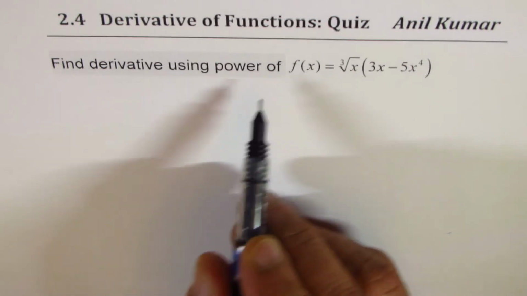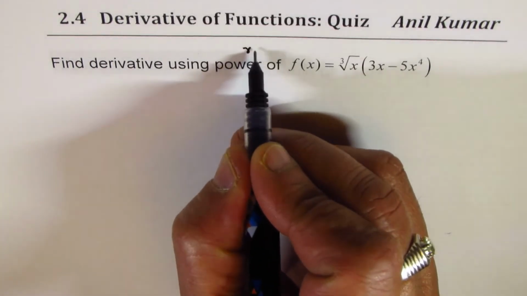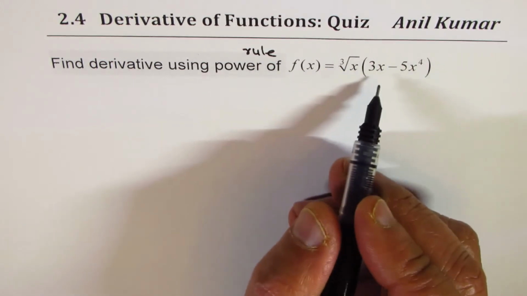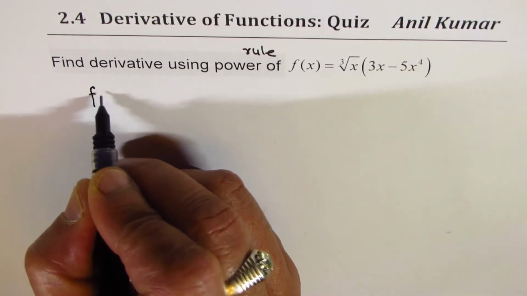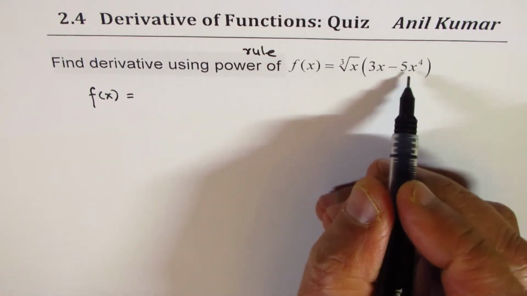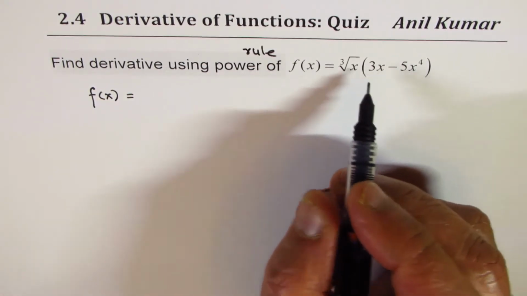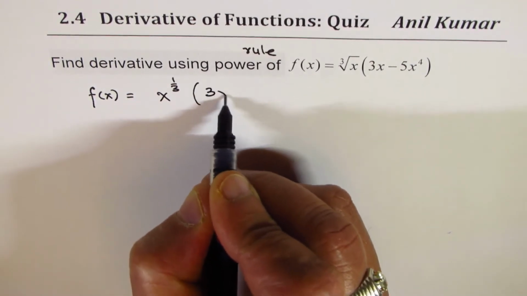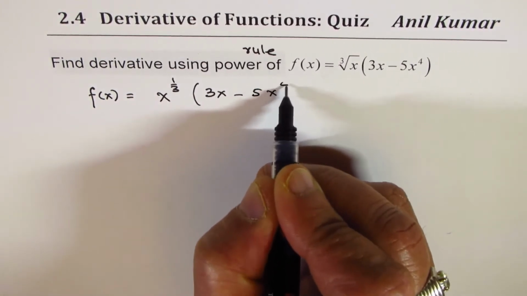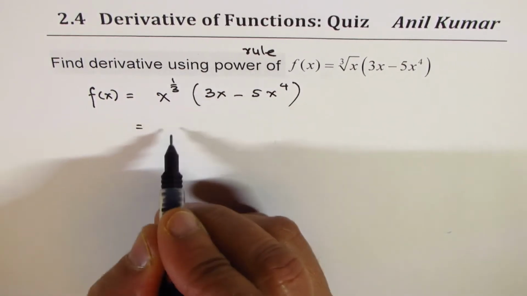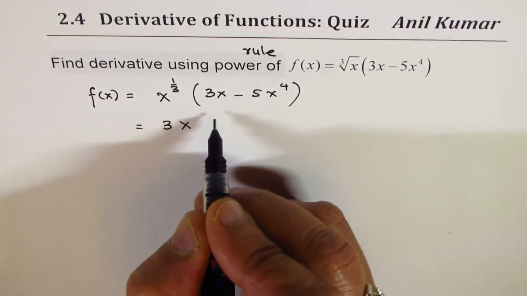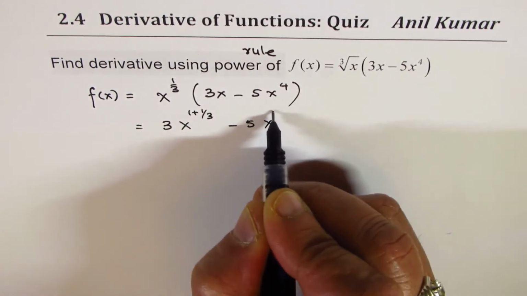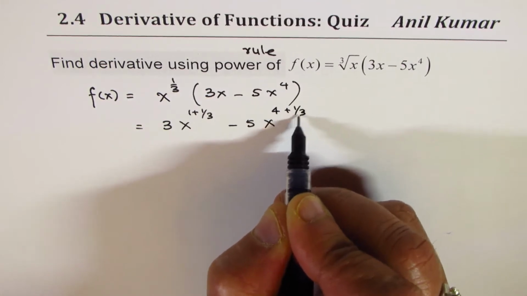Find the derivative using the power rule of f of x equals all this. So in this, as we did last time, take it as a practice question: open the brackets, and then solve. We could write this as x to the power of 1 over 3 times 3x minus 5x to the power of 4, right? So when you open the bracket, you get 3 x to the power of 1 plus 1 over 3, minus 5 times x to the power of 4 plus 1 over 3, right?